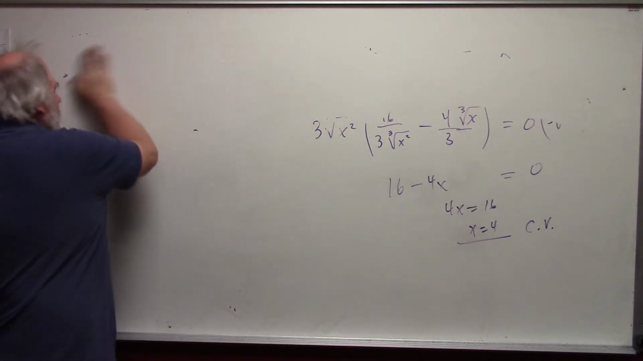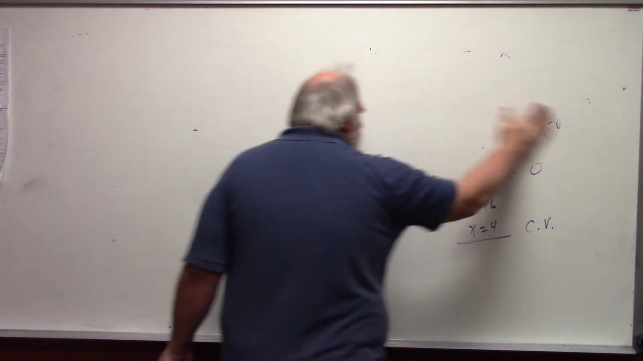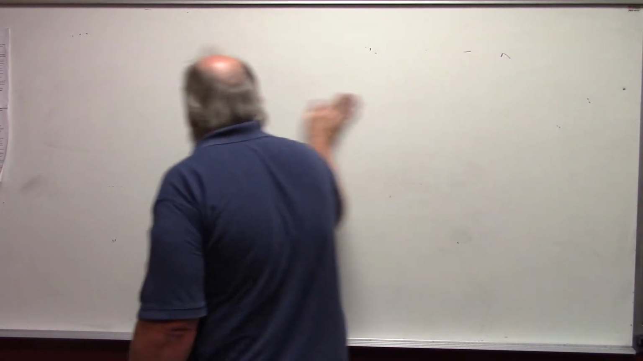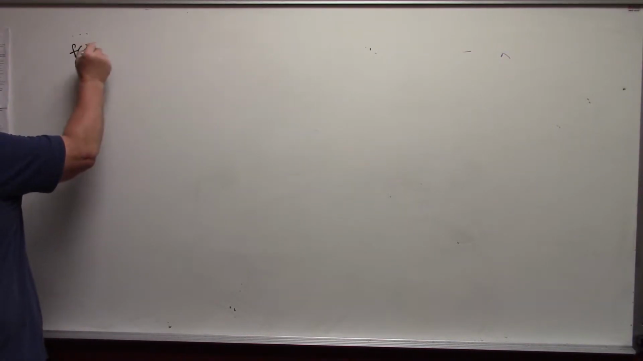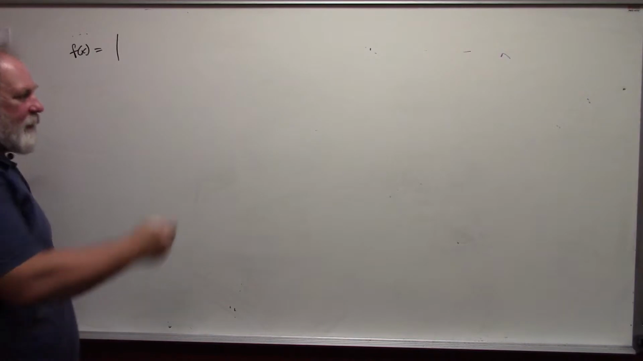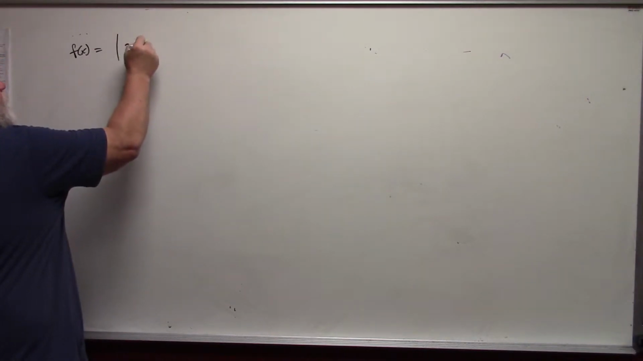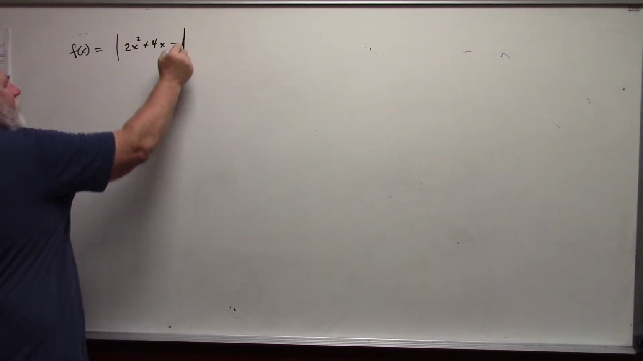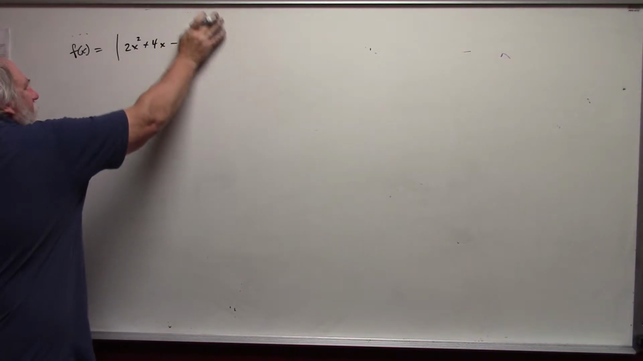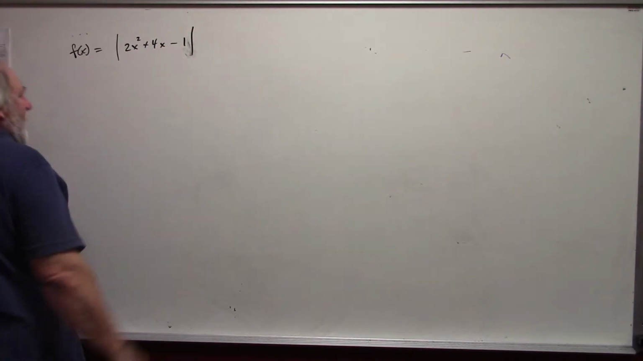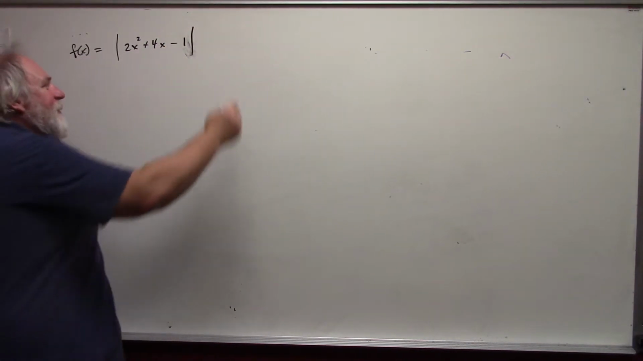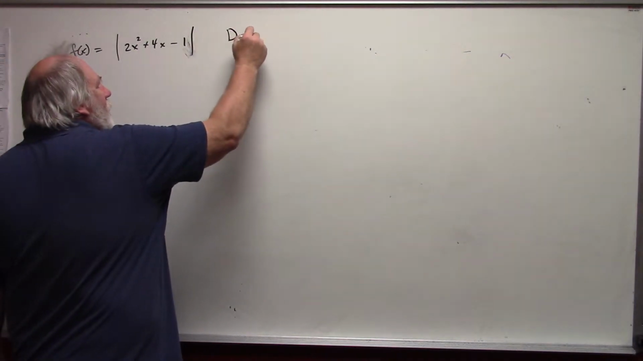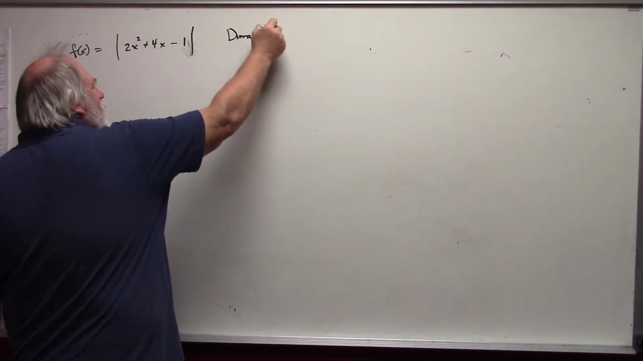Let's look at my second example. Suppose I have f of x is equal to the absolute value of 2x squared plus 4x minus 1. Again, the domain is all reals. There is no issue, no problem.